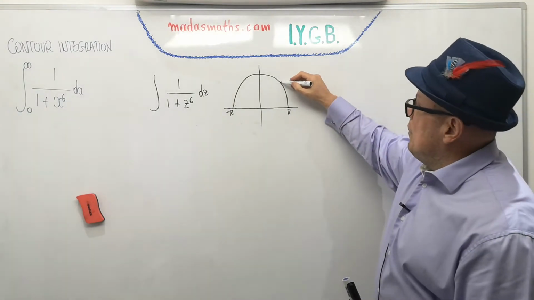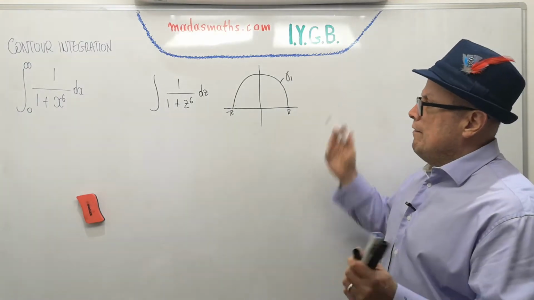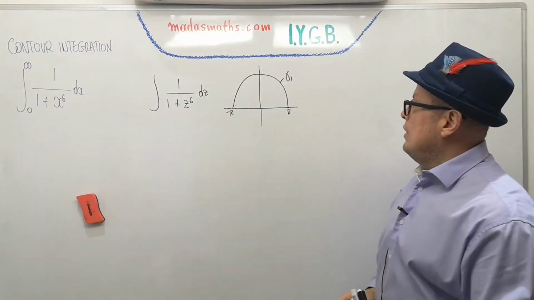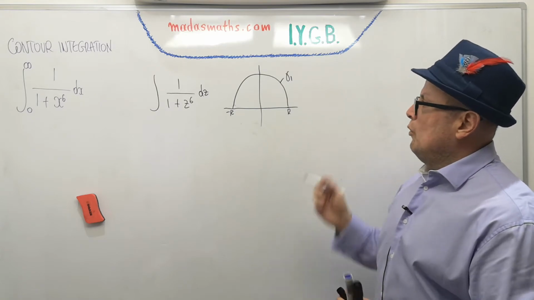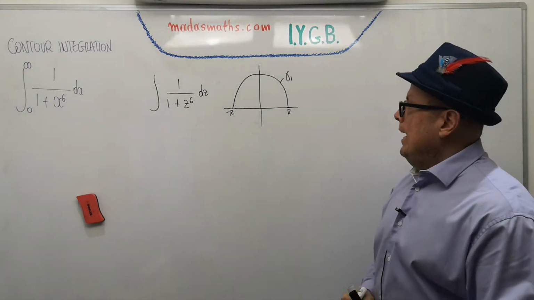The contribution around this gamma 1 is very, very easy, very standard to show that it is actually 0, and of course the integral will appear.